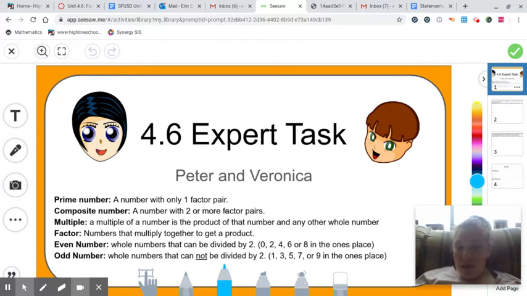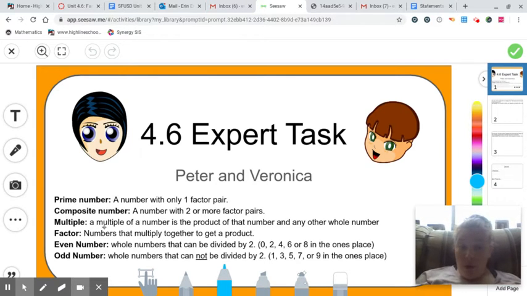Prime number: a number with just one factor pair. 3 is a prime number. The only factors it has are 1 and 3. Composite number: a number with 2 or more factor pairs. 8 is a composite number. Its factors include 1, 8, 2, and 4.